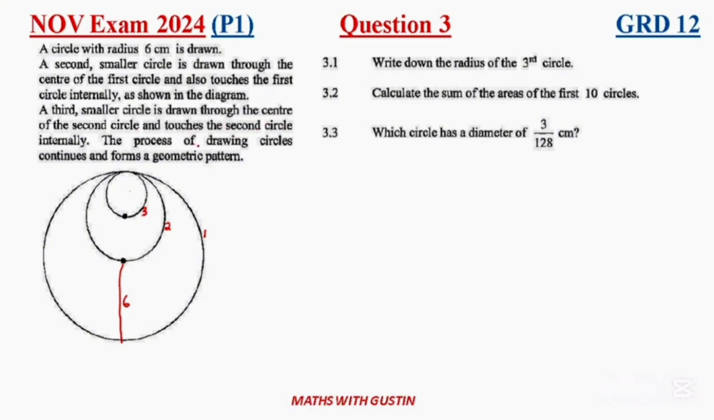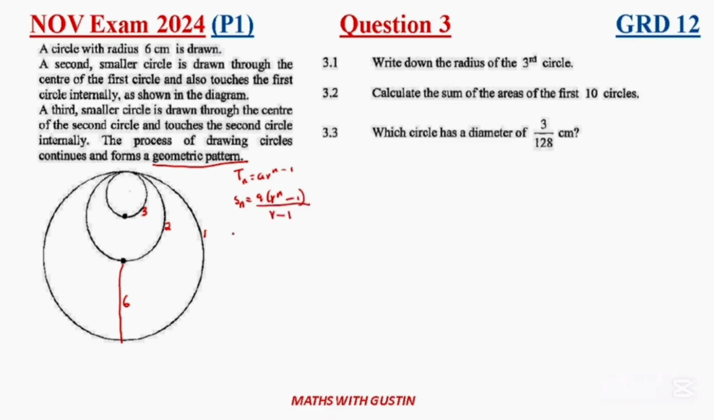The process of drawing circles continues and forms a geometric pattern. Okay, because guys, immediately when they say geometric pattern, you must know that you will be using Tn is equal to ar to the n minus 1, and then also you'll be using Sn is equal to a(r to the n minus 1) all over r minus 1.